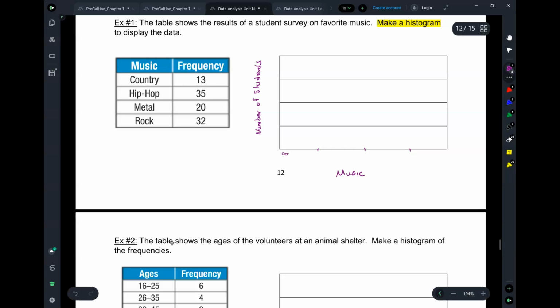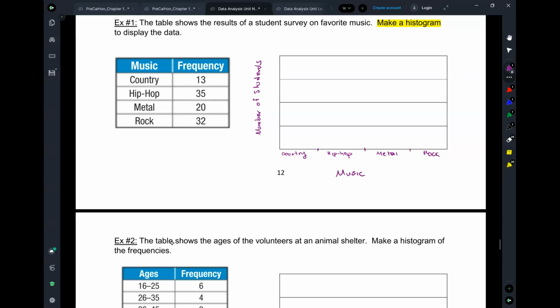This is going to be country music, hip hop, metal, rock. Okay, and then we have the number of students here. So look at the number here. It ranges from 13 to 32. So you want to calibrate this so that you have space for all of them.